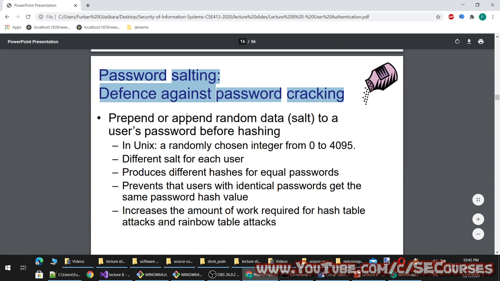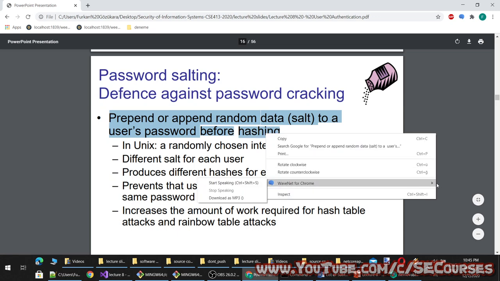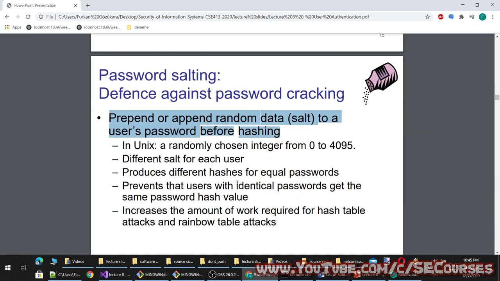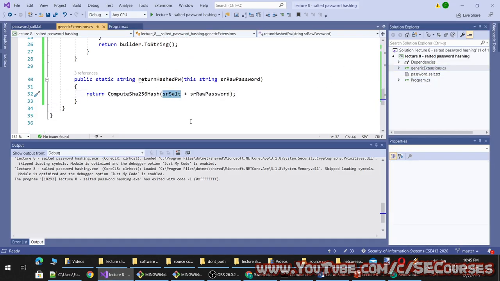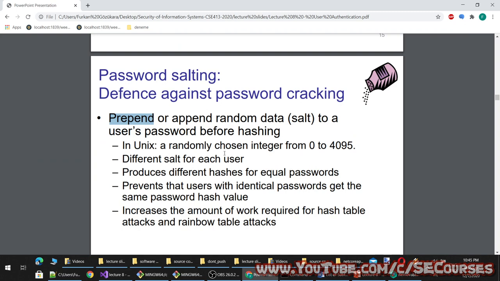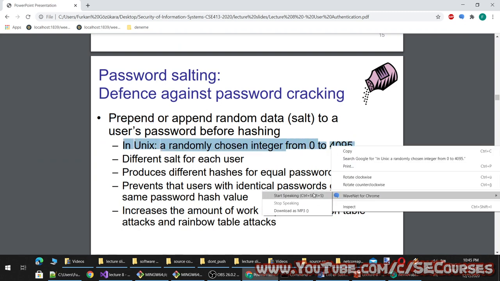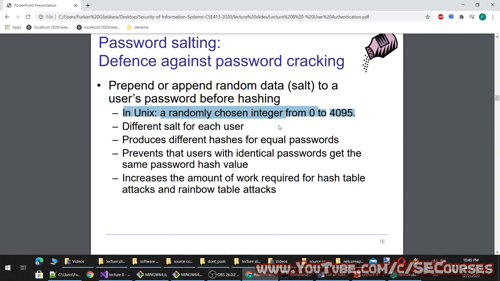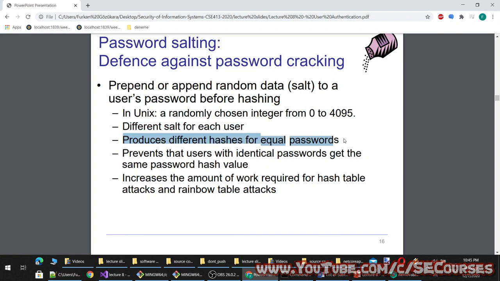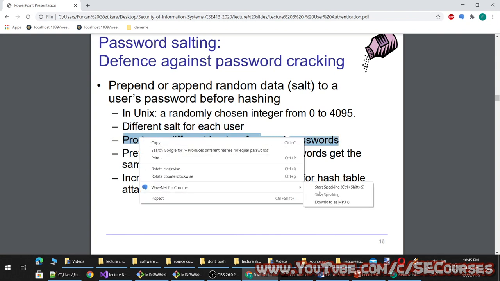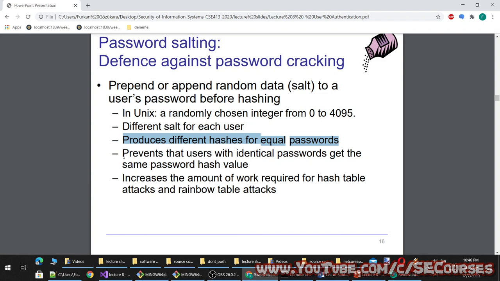Password salting, defense against password cracking. Prepend or append random data, salt, to a user's password before hashing. We did a prepend in our application here. So we add the salt to the front of the password, okay, before we calculate the hash. In Unix, a randomly chosen integer from 0 to 4095. Different salt for each user. Produces different hashes for equal passwords.